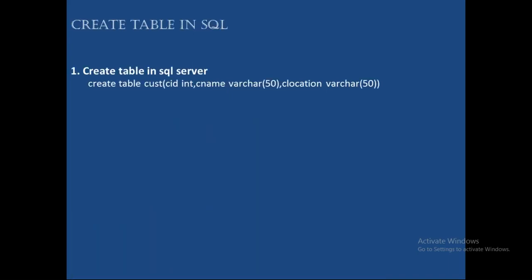Next, CREATE TABLE in SQL. You already know this, so I won't spend much time. CREATE TABLE cust with CID, CNAME, and C location. These are the data types. INT for CID indicates the first column should always be a number. The second column is VARCHAR of 50. VARCHAR means string, and a string can allow any type of value. In the same way, C location will allow any type of value.